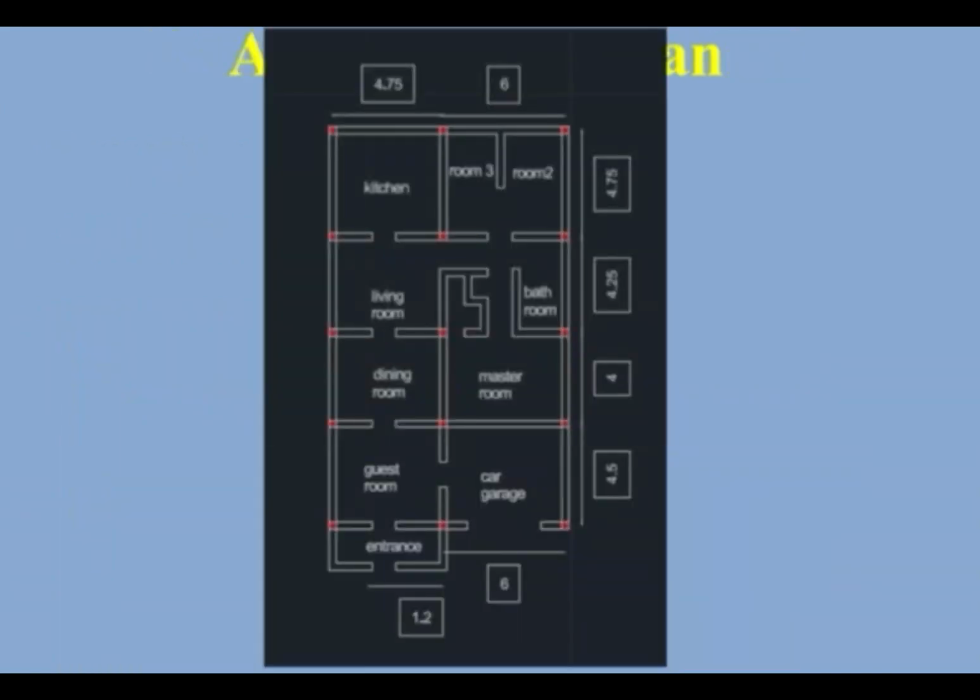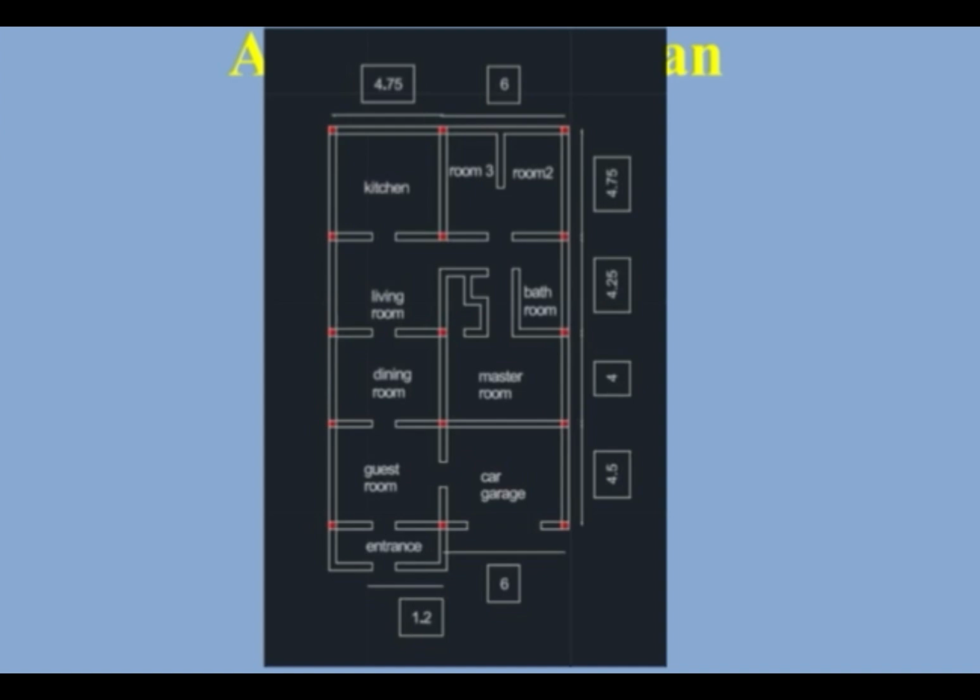This is the plan view of our project, and the area is around 188 square meters. Also, we know about concrete, so we use concrete in our project. We have various types of concrete, like normal concrete, reinforced concrete, lightweight concrete, and also high strength concrete.